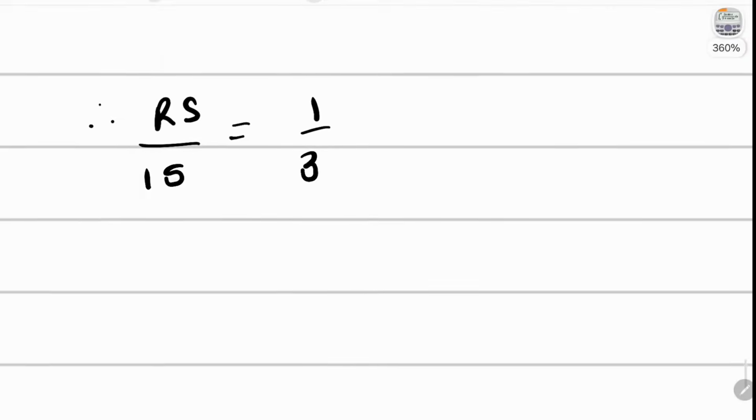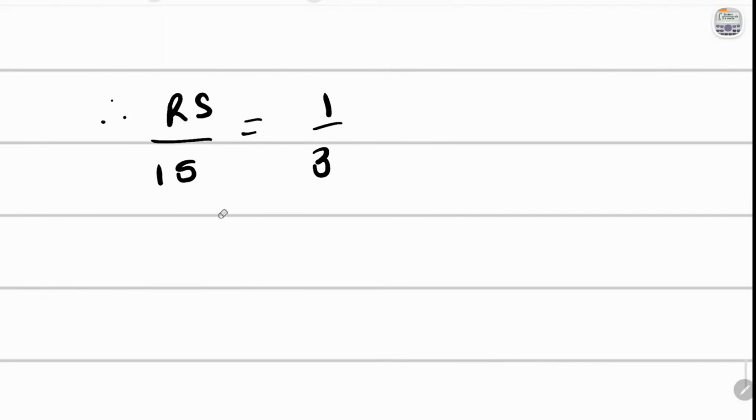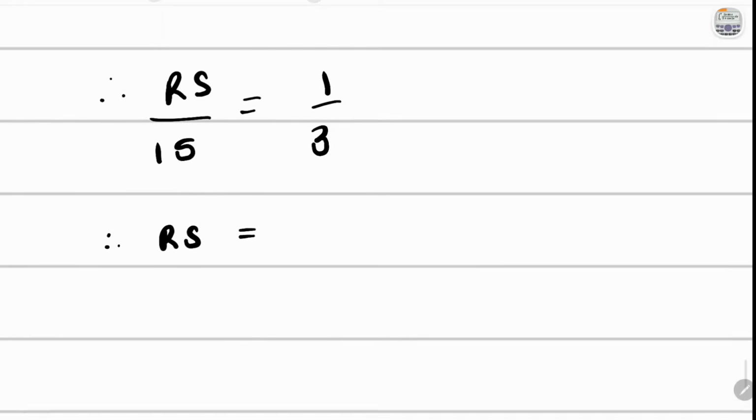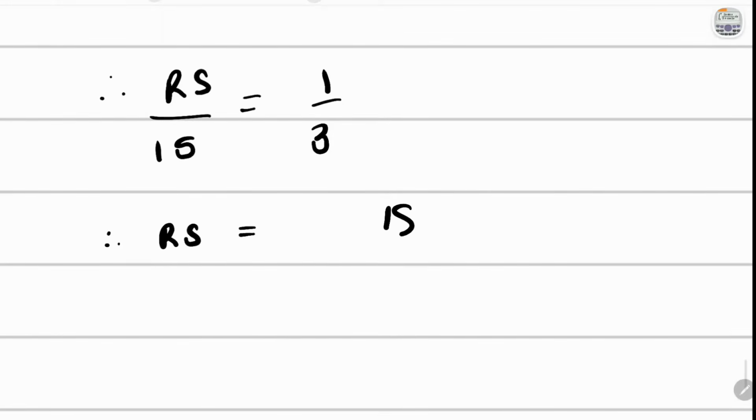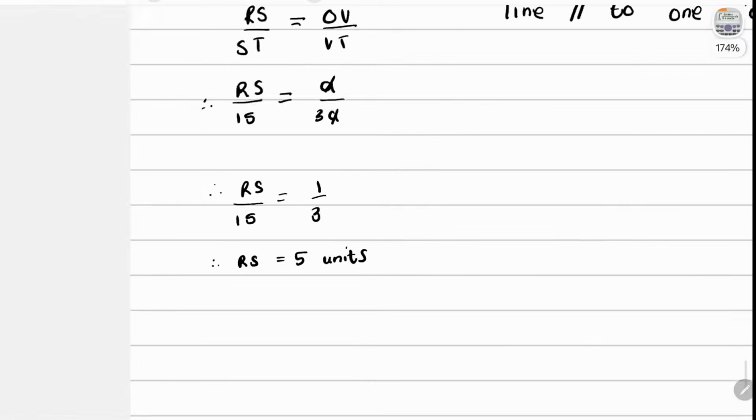And we can solve for RS. So just get rid of the 15. Multiply both hand sides by 15. Therefore, RS is equal to 15 times 1 over 3, which is really 15 over 3. 15 divided by 3 is 5. So 5 units. That's what RS is.